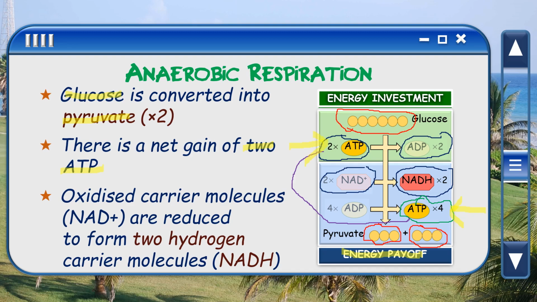And there we have seen that we used the oxidized carrier molecules, NAD plus, and those are reduced to form 2 hydrogen carrier molecules, which are NADH.